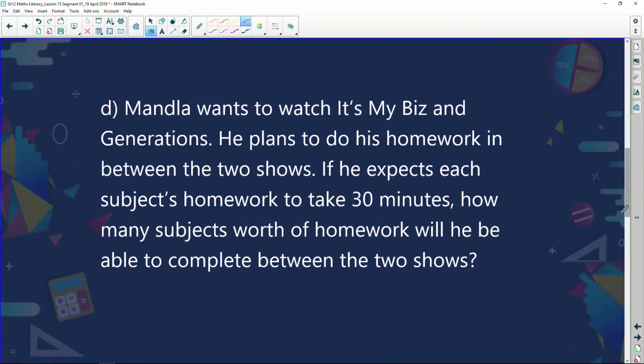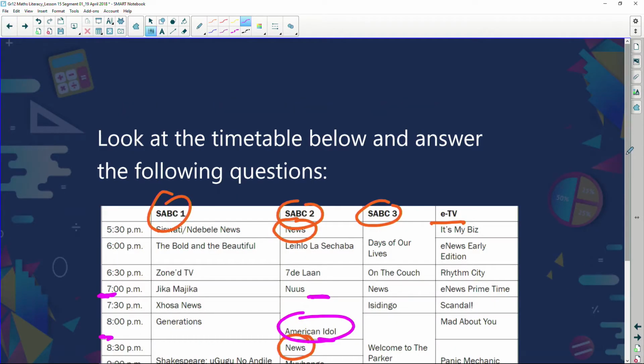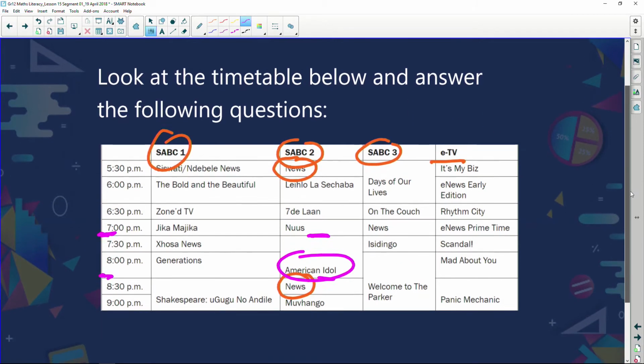Our next question. Mandla wants to watch It's My Biz and Generations. He plans to do his homework in between the two shows. If he expects each subject's homework to take 30 minutes, how many subjects worth of homework will he be able to complete between the two shows? So he's going to watch It's My Biz, and then he's going to quickly do some homework and get to watch Generations.